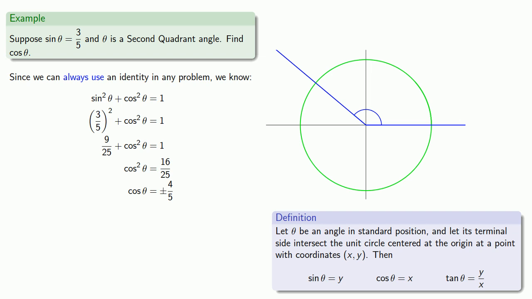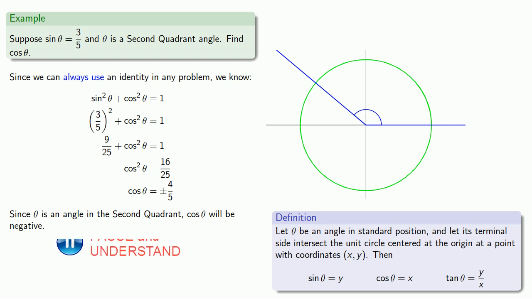Now remember that the cosine of theta is going to be our x-coordinate. And since we drew a picture, we see that the x-coordinate of our point must be negative. And so, since theta is an angle in the second quadrant, cosine of theta must be negative. And that means the cosine of theta must be negative 4/5.